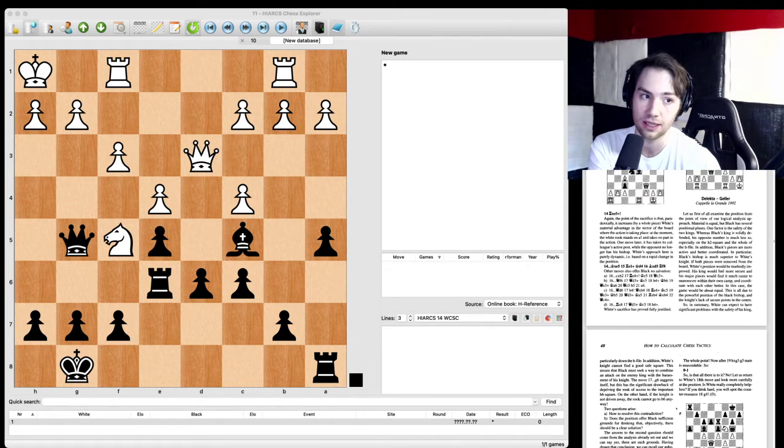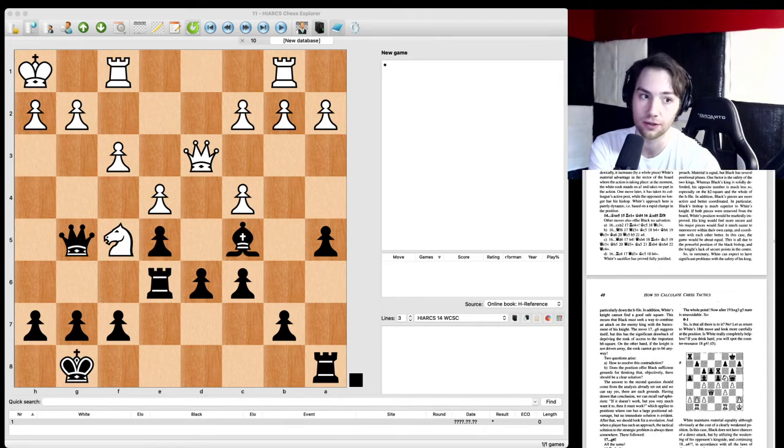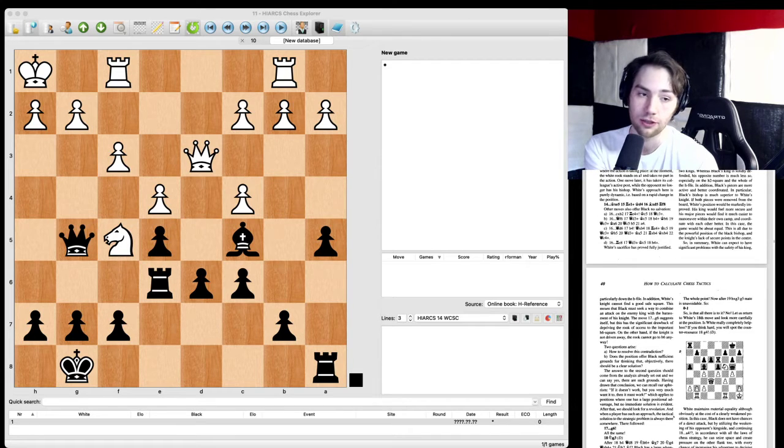"This means that black must seek a way to combine an attack on the enemy king with the harassment of the knight. The move g6 suggests itself, but the drawback is that then you deprive the rook of the h6 square." So if the knight is not driven away, though, then the rook can't go to h6 anyway. "Two questions arise. How to resolve this contradiction? Does the position offer black sufficient grounds for thinking that objectively there should be a clear solution? To answer the second question, we should come from the analysis already set out, and we can say that yes, there are such grounds. Having drawn that conclusion, we can recall our big word."